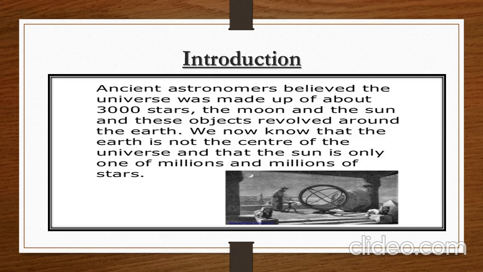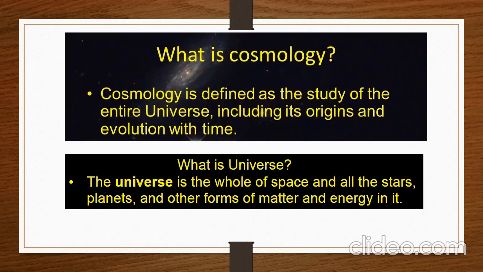We know now that the earth is not the center of the universe and that the sun is only one of millions and millions of stars. Before we change the slide, we should know about cosmology. What is cosmology all about? Cosmology is defined as the study of the entire universe, including its origin and evolution with time. And what is the universe? The universe is the whole of space and all the stars, planets and other forms of matter and energy in it.